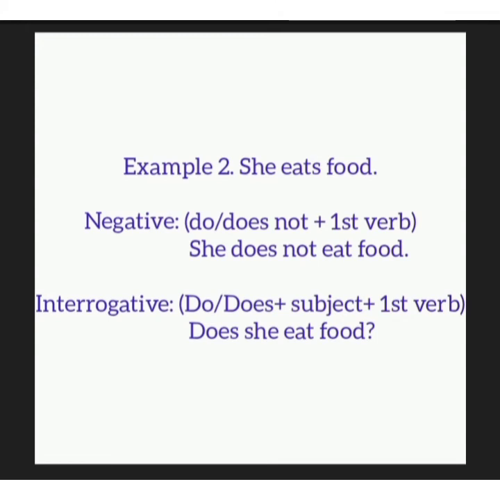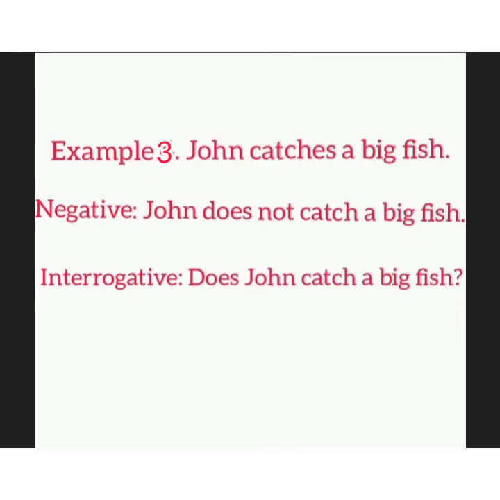Let's change into interrogative form. The formula is do or does plus subject plus first form of the verb. We have to start with does. The subject is she, eat food. Does she eat food? Question mark.